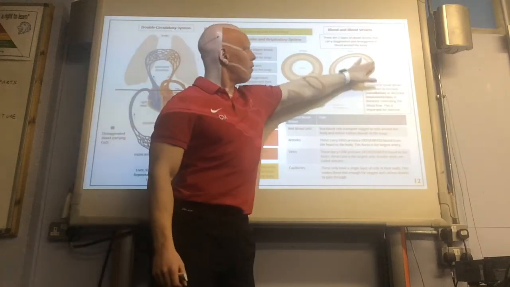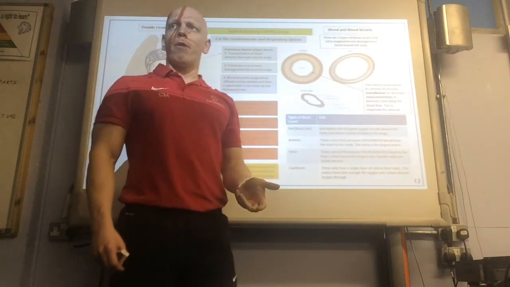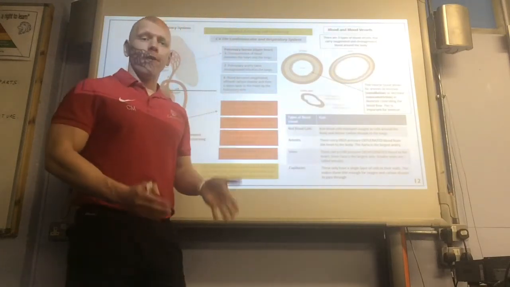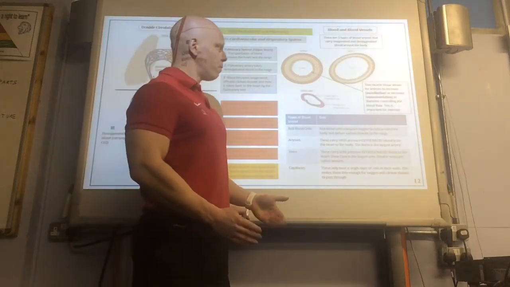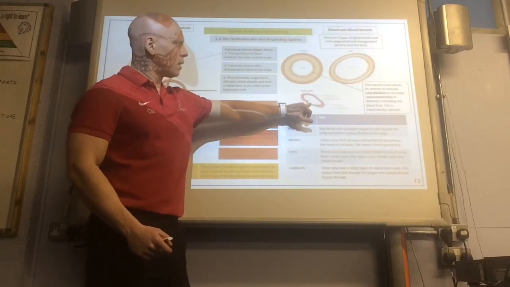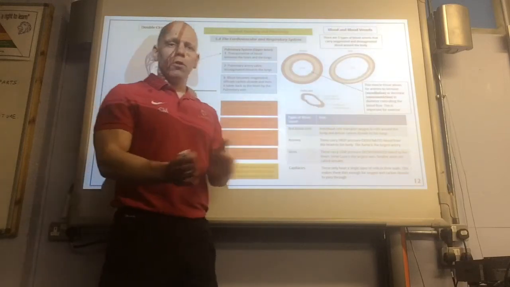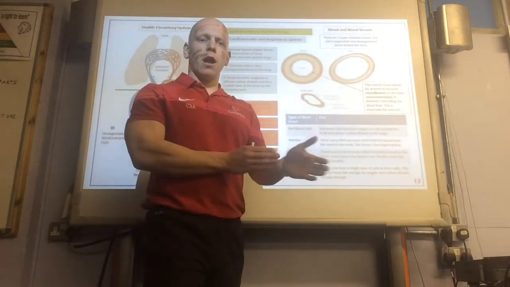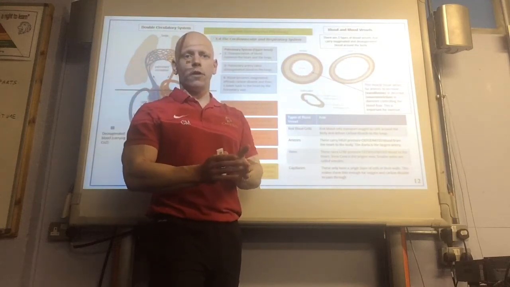Veins, on the other hand, they're a bit thinner. Now, they're made for lower pressure blood going through. Now, we know veins carry deoxygenated blood. Finally, we've got capillaries. These are the small things that allow blood to transfer oxygen and carbon dioxide. They allow for diffusion, okay?